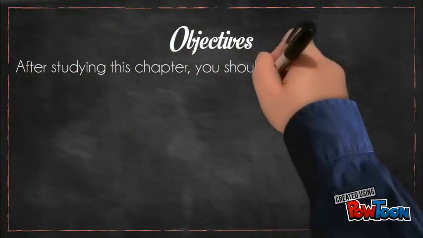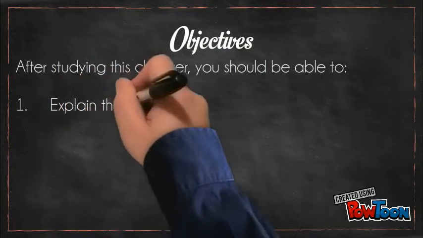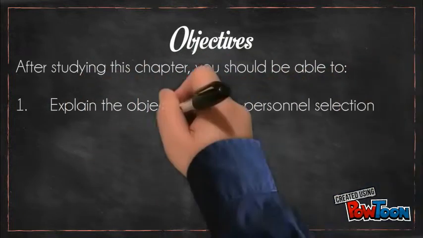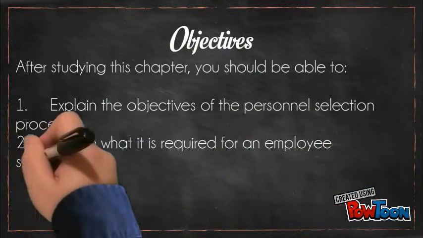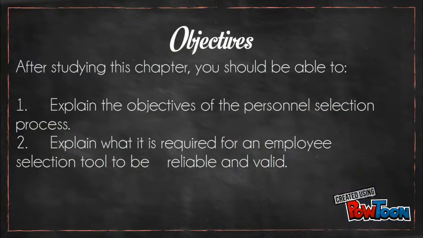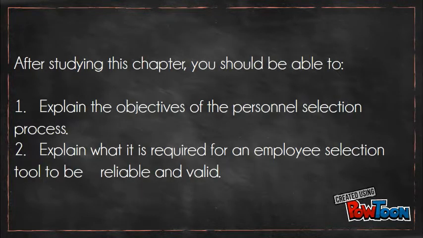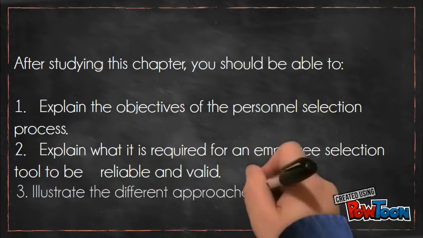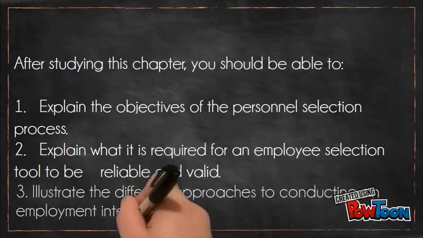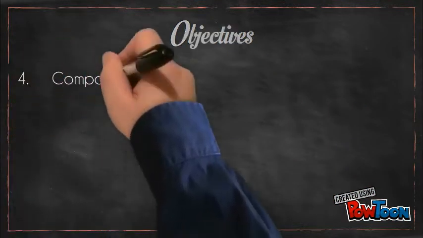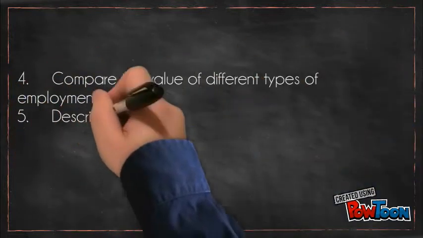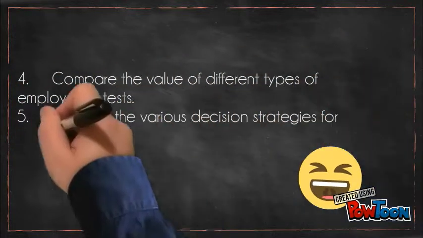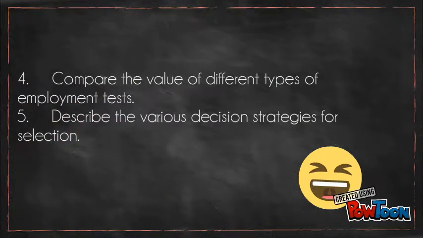After studying this chapter, you should be able to, first, explain the objectives of the personnel selection process. Second, explain what is required for an employee selection tool to be reliable and valid. Third, illustrate the different approaches to conducting an employment interview. Fourth, compare the value of different types of employment tests. And lastly, describe the various decision strategies for selection.